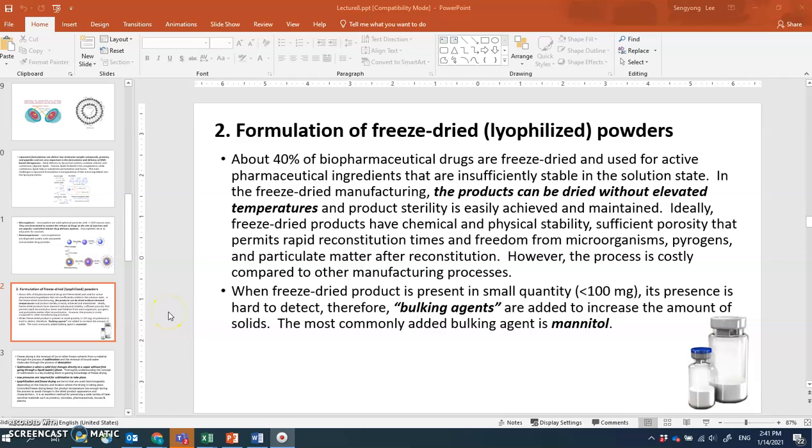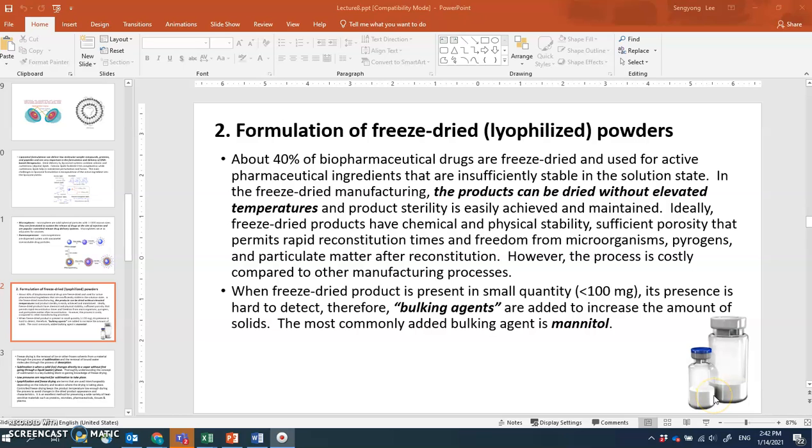Okay, then we're going to talk about the formulation of freeze-dried powders. Okay, so lyophilized drug powders. These are typically the picture of lyophilized drug. So there's no water in there. The water is all freeze-dried. During the time, the water is crystallized and evaporated, removed from your drug. So now you just have a dried cake of drug molecules left in your primary container. So that's the freeze-dried drug, what they look like.